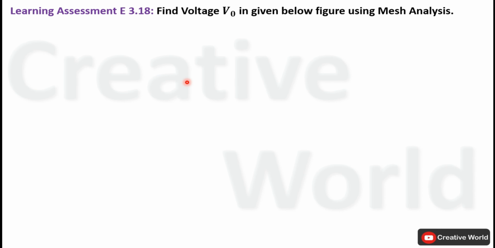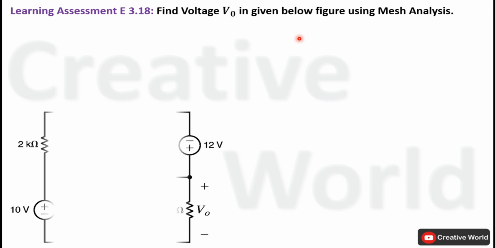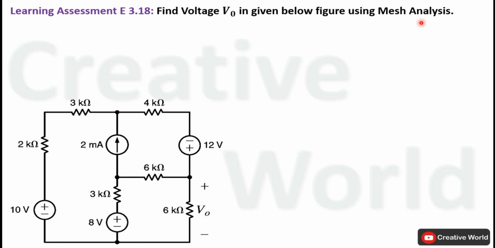Learning assessment E3.18. Find the value of voltage V0 in the given figure using mesh analysis. This is the circuit diagram of the given problem. Inside this network, we have to find voltage across this 6 kilo ohm resistance labeled as V0.